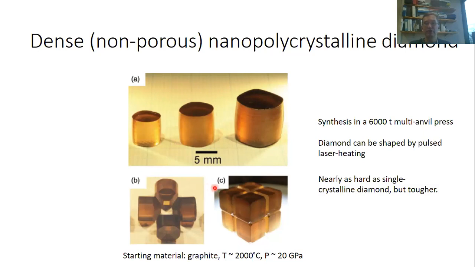So for instance, you can actually make diamond anvils from these nanopolycrystalline diamond pieces, and can then use these diamond anvils again for high pressure experiments. And using these diamond anvils in multi-anvil assemblies, you can then even go to higher pressures than the standard pressure that you can achieve with tungsten carbide cubes. Remember, with tungsten carbide cubes, you can go to approximately 27 gigapascals. With diamond cubes, you can go significantly higher, up to a pressure of approximately 100 gigapascals.